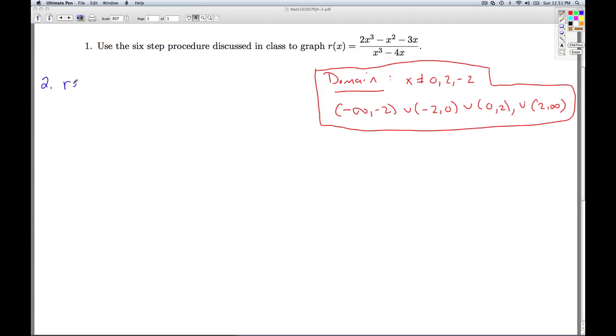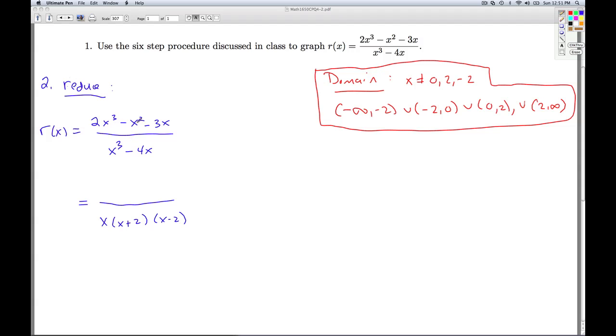Okay, in step 2 we need to reduce the function to lowest terms. And so I've got my function r of x, and just like any fraction, the way we're going to reduce it to lowest terms is we're going to factor the numerator and denominator and cancel out what's in common. Okay, so we get started here. The denominator we already factored from when we did the domain. So I've got that.